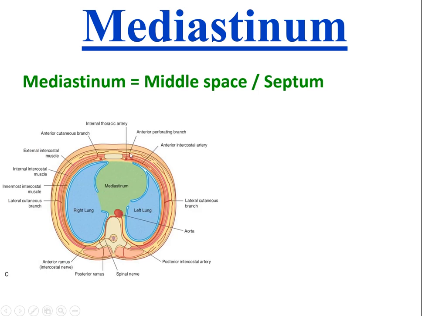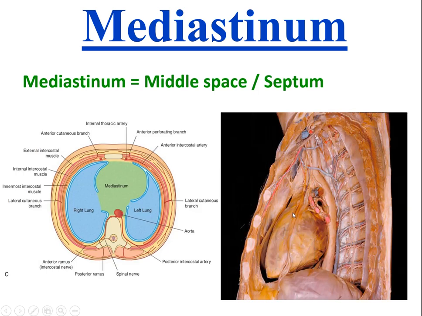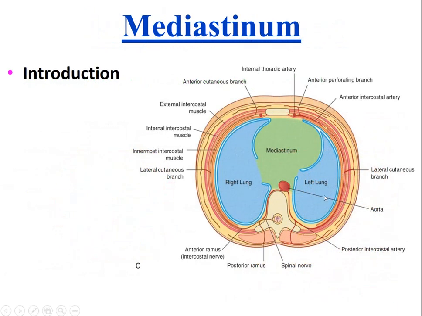But is it just a space? No, it's not just a space. It contains many viscera that include the heart, the major blood vessels like the aorta, pulmonary trunk with its branches, and the trachea, esophagus, etc. So as we say, it is a middle space.